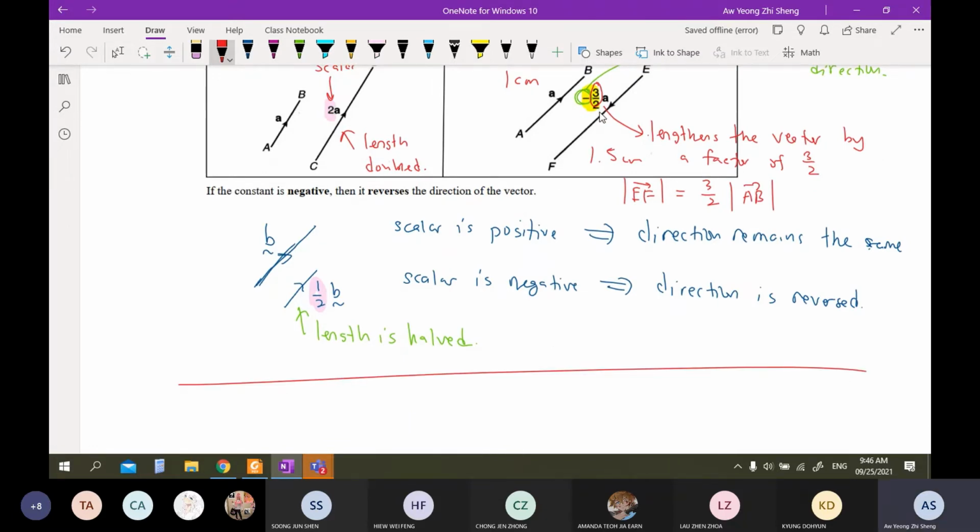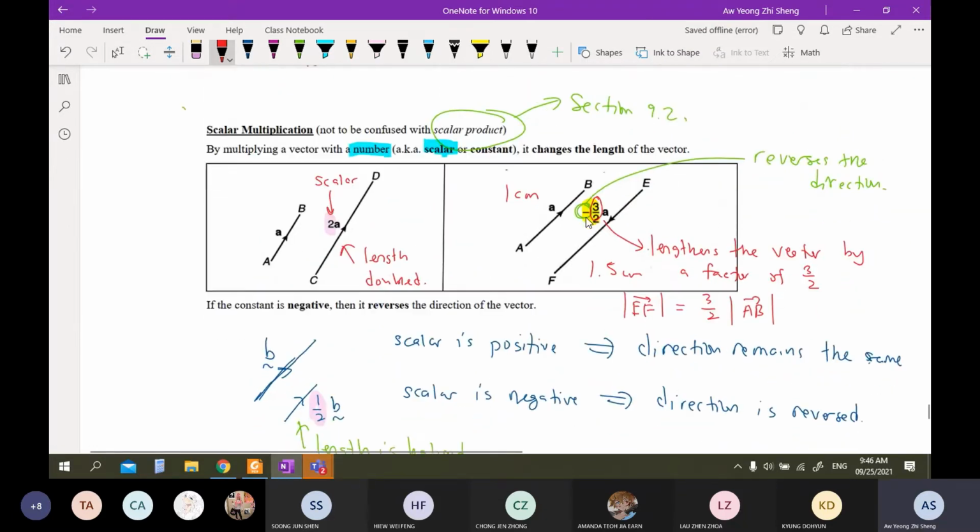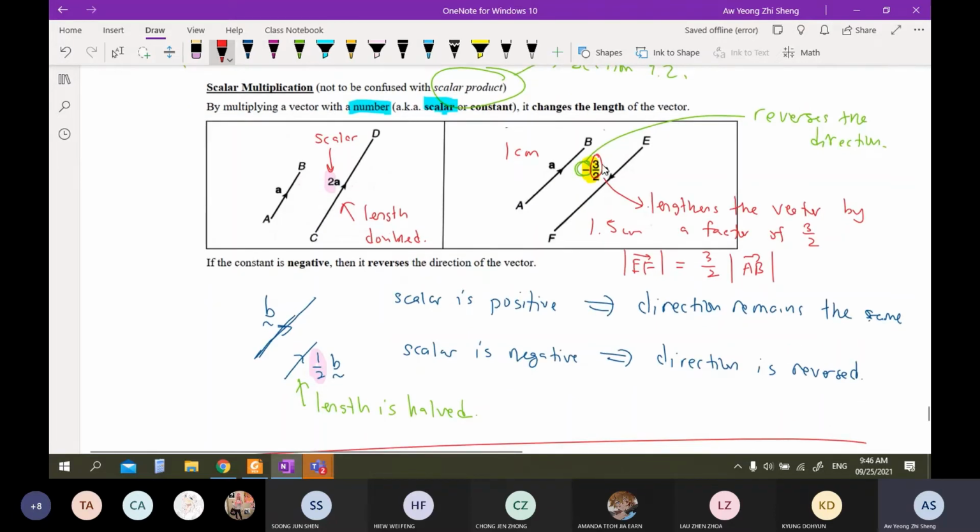The negative will reverse the direction, while the absolute value of that scalar will have an effect on the length.